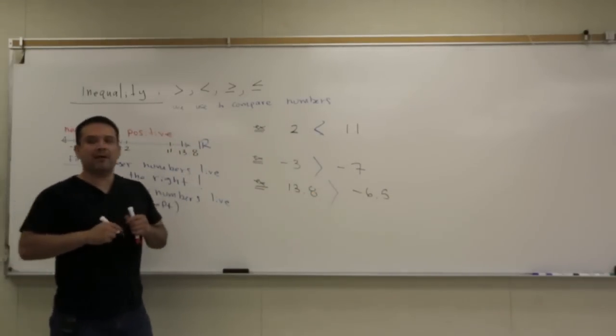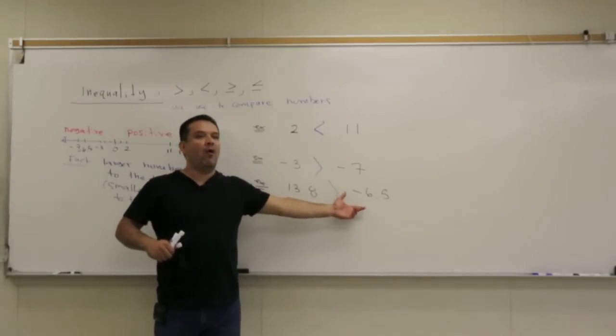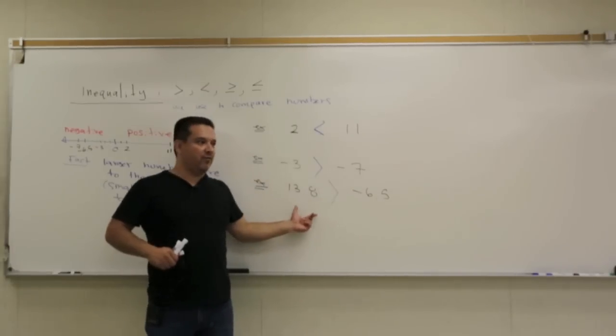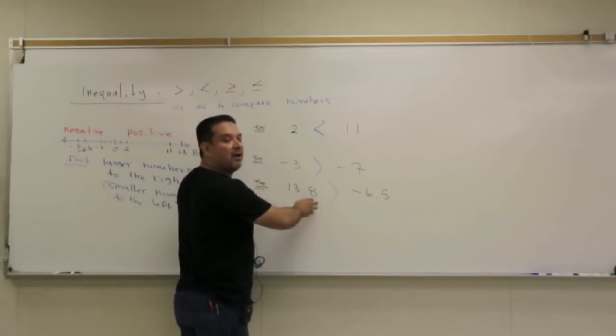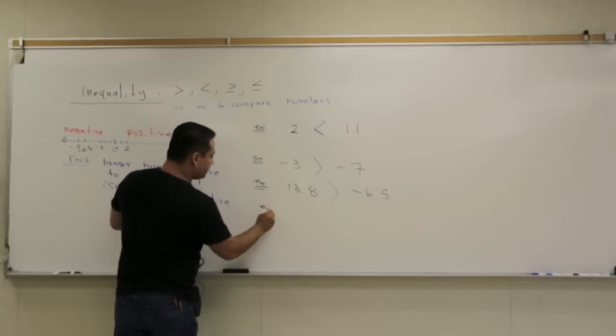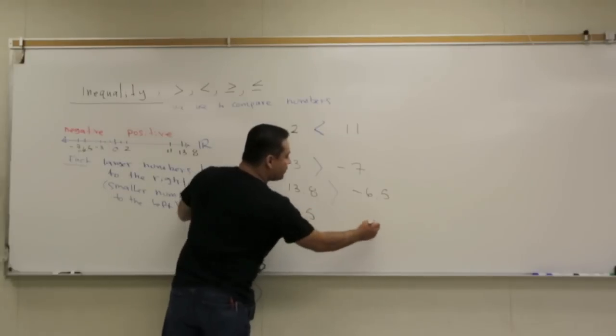What if you thought of money? Would you rather have $13.8 or would you rather owe $6.5? What would you rather have? 13.8. Is that true? Because having money is better than owing. Let's look at the last example. How about -5 versus 0?